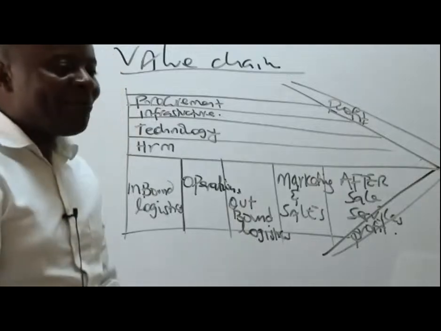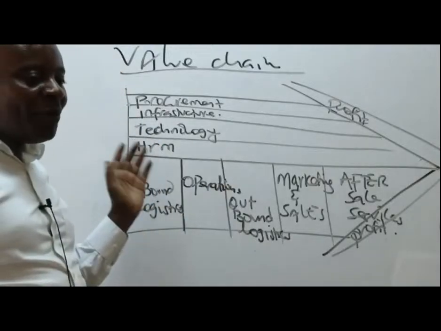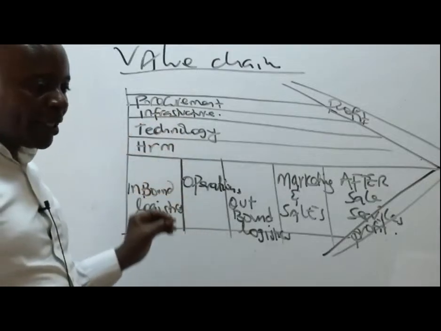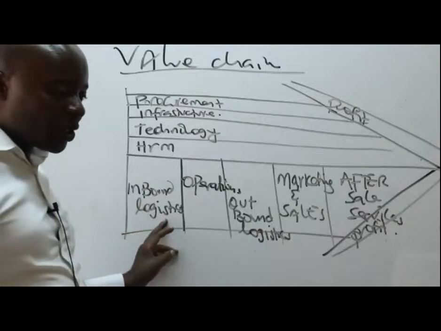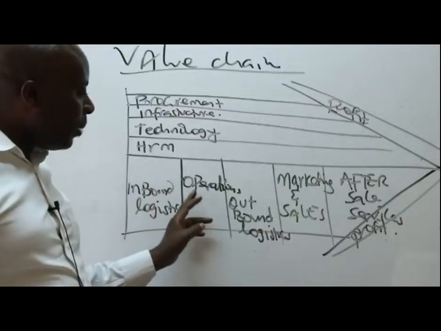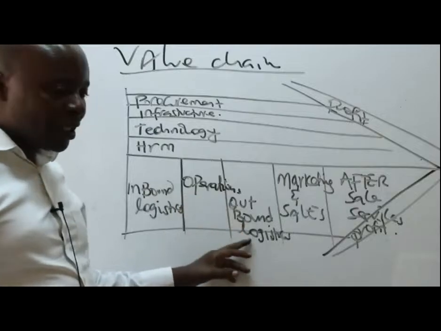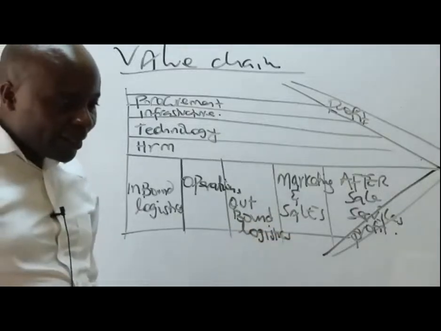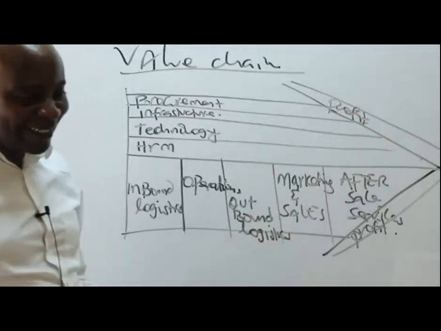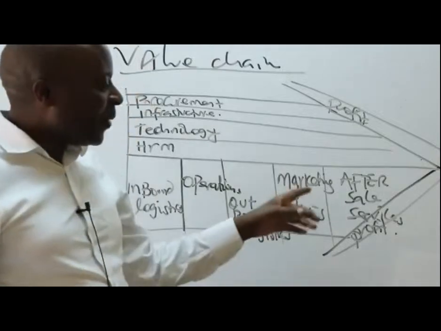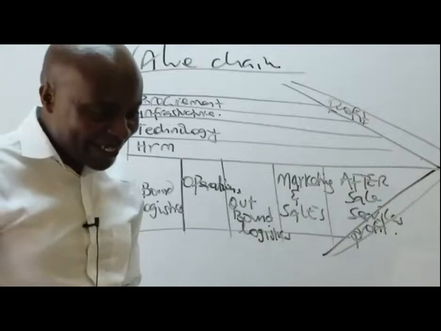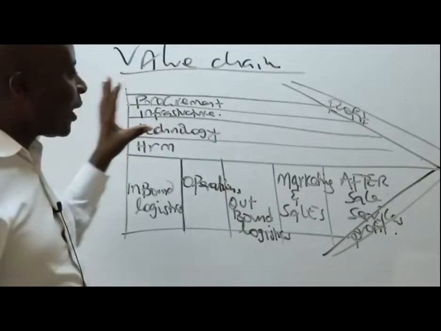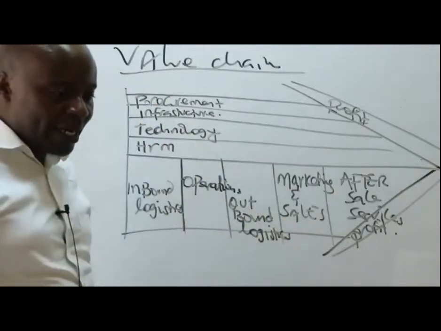So have you finished putting down this drawing? Have you been able to see my handwriting? Procurement, infrastructure, technology, human resource management. We have inbound logistics, operations, outbound logistics, marketing and sales, and then after-sale services. You can also decide to take a snapshot of this, and then you will be able to draw later.